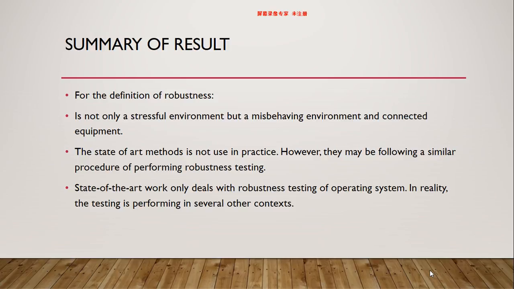So, for the summary of the interview results on the definition of robustness: IEEE says the system should act correctly under a stressful environment and with invalid input. But the interviewees mentioned not only a stressful environment, but also a misbehaving environment and connected equipment. This means it's not the embedded software itself, but includes the environment the embedded software works with and runs on. So it's a very complex working environment, not a single environment.